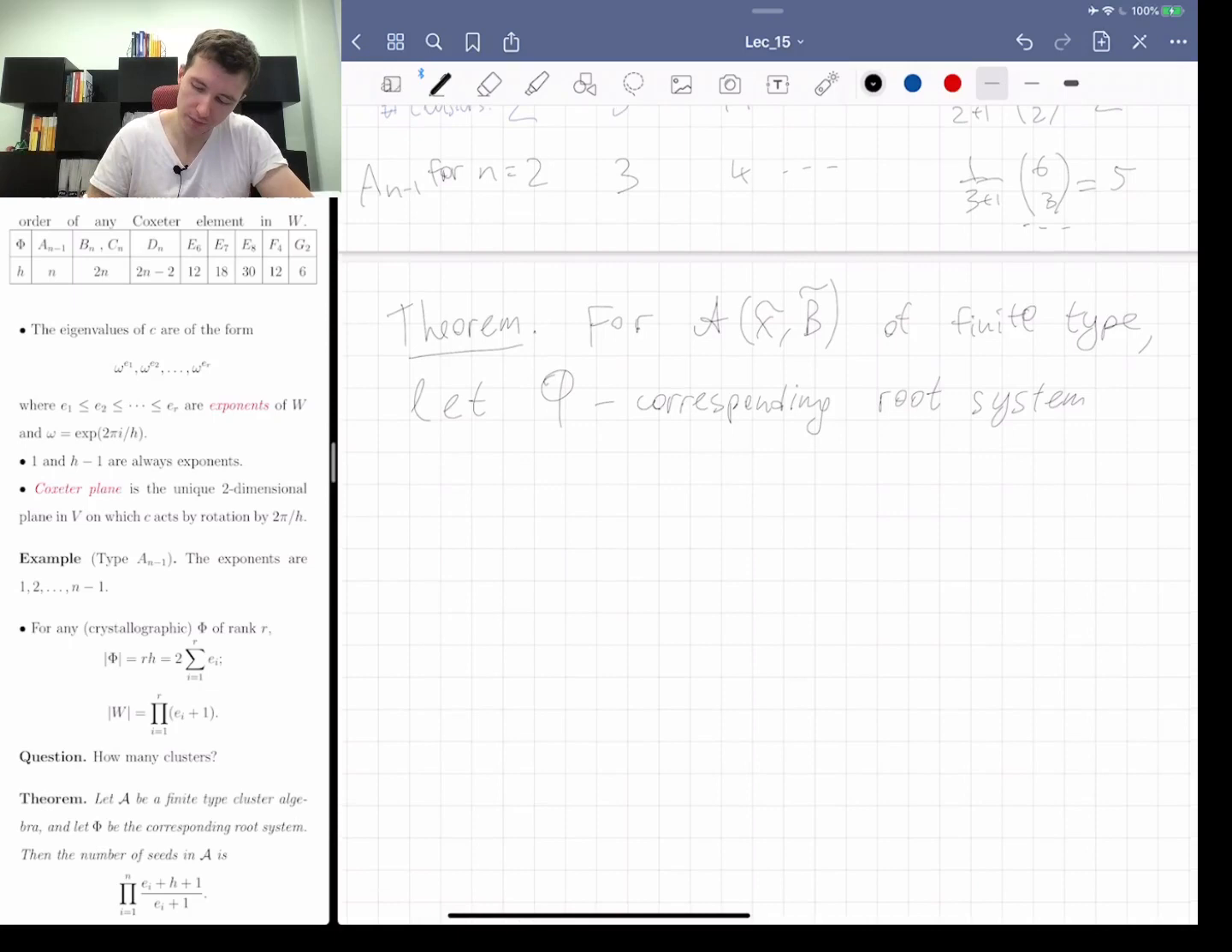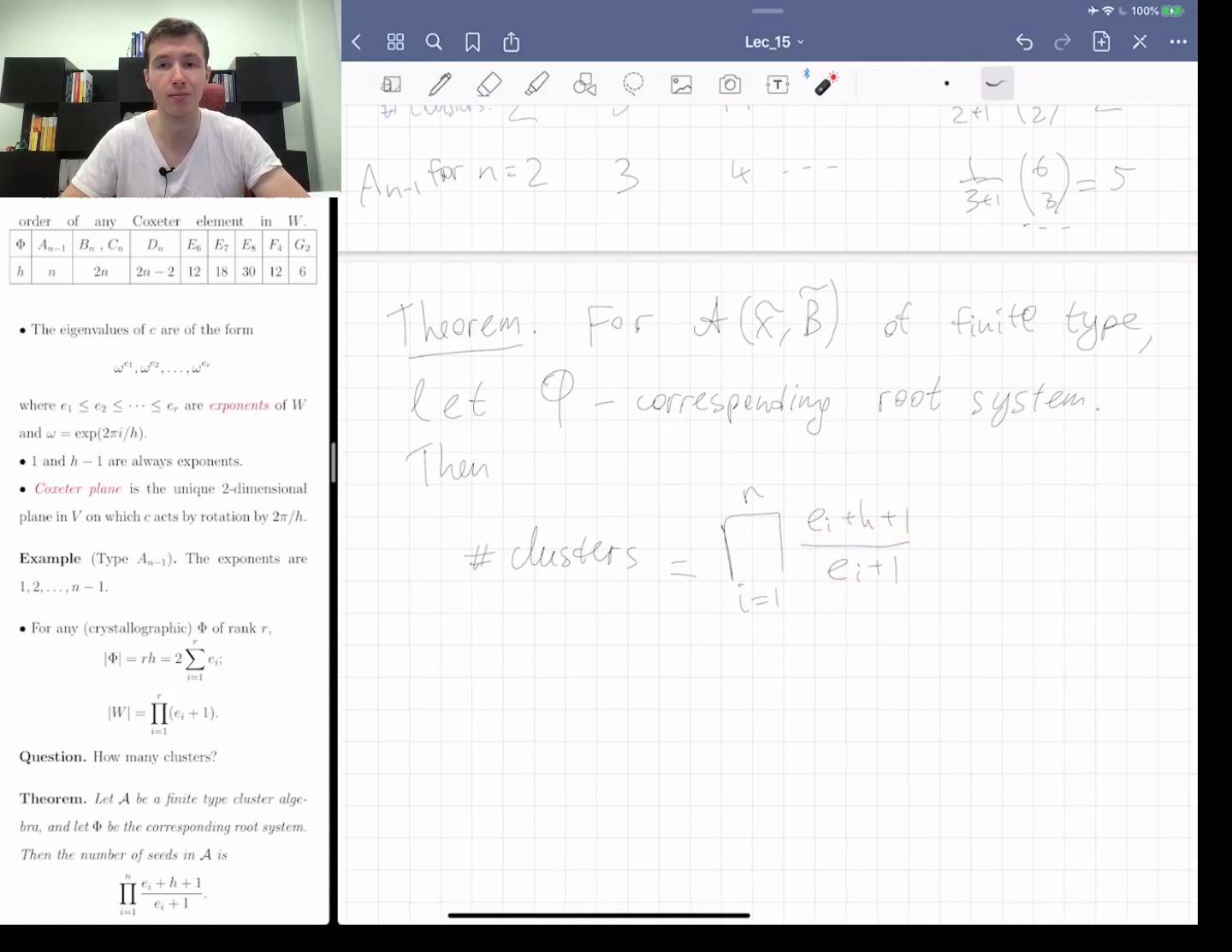Then the number of clusters is given by the product for i from 1 up to r, where r is the rank of the root system, which is the same as the number of mutable vertices. If you've seen the hook content formula, it's kind of similar. You take the product of e_i plus h plus 1 divided by e_i plus 1. That is the number of clusters in an arbitrary cluster algebra of finite type, which I think is pretty cool. You just get a nice product formula.